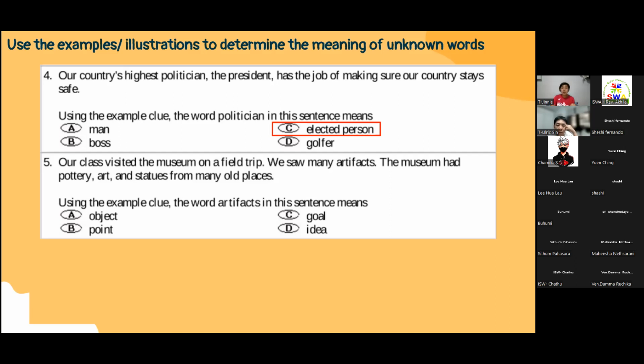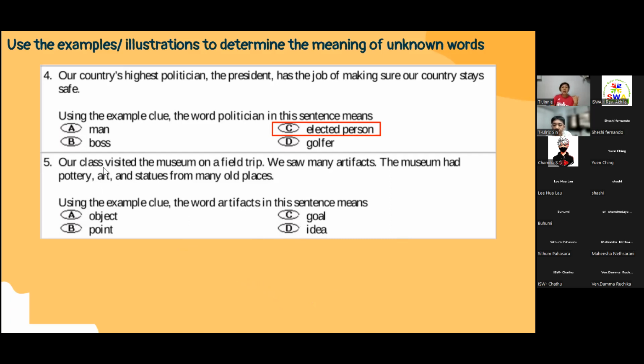Anyone? If not, then I can also read. Okay, this looks like a very long sentence. Listen carefully. Find out which is the illustration or the example, and try to use that to understand the meaning of the difficult word.